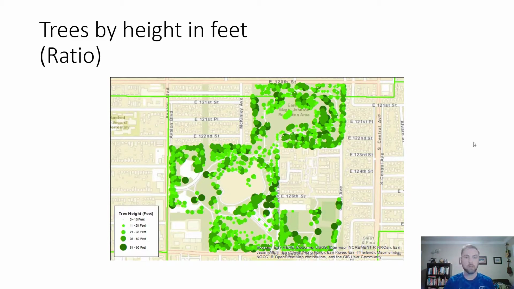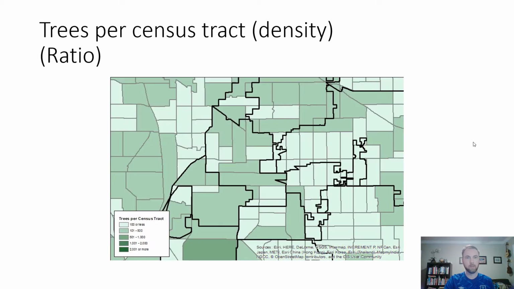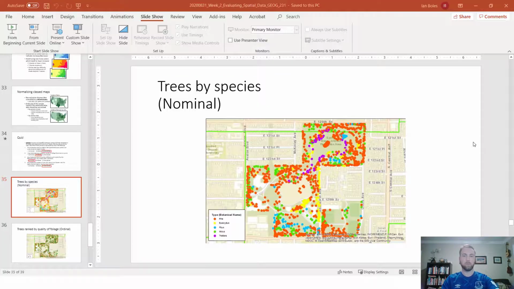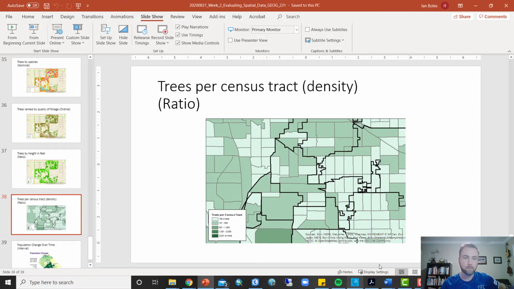Next up, tree height in feet. This is ratio data, right? So we can have a tree that's brand new, it's like an inch tall, or we can have a tree that's 90 feet tall, but you can't have a tree that's negative 10 feet tall. And there's a couple other examples. So you can go through that on your own.